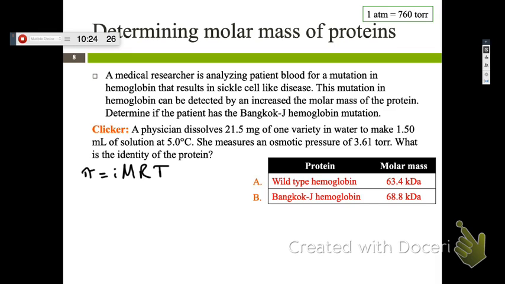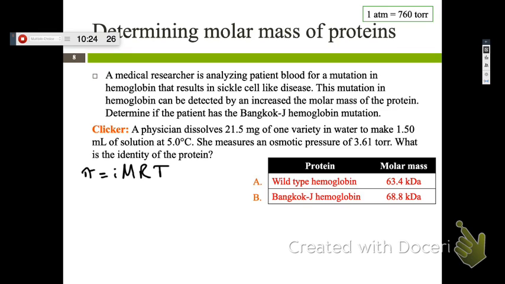So then the question becomes, which of the variables in that equation do we know? Let's go through one at a time. Do we have the osmotic pressure given to us in the problem? Yes, it is 3.61 torr. Torr is a weird number, we'll come back to that. Do we know i? It's a protein, so it's 1. Do we know the molarity? We do not. We do know the mass and the volume, but mass over volume is not molarity. It's moles of solute per liters of solution.